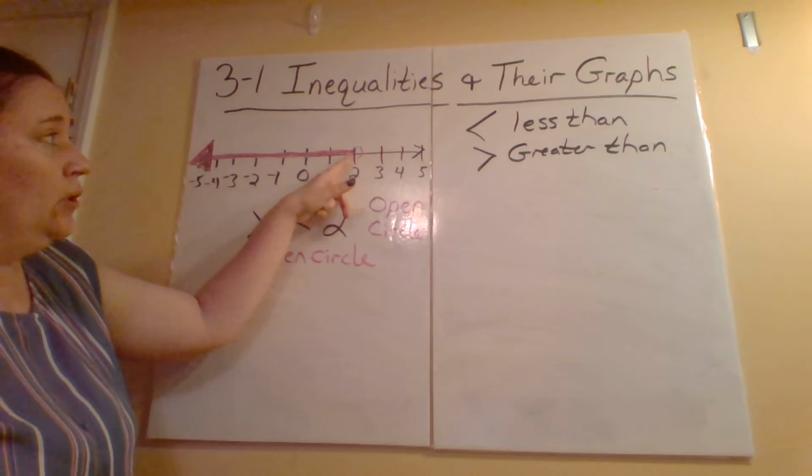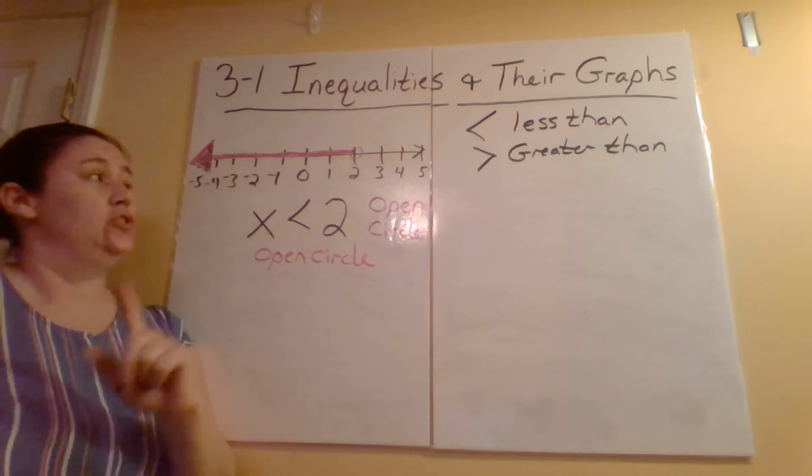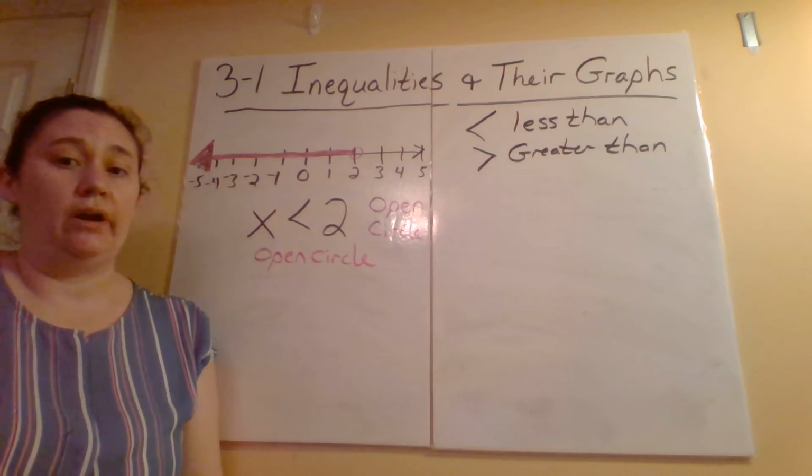An open circle means the line starts there, but it doesn't include that number. It includes the number 1.999999999. That's less than 2. That's on the line, but 2 is not. We've got an open circle there.